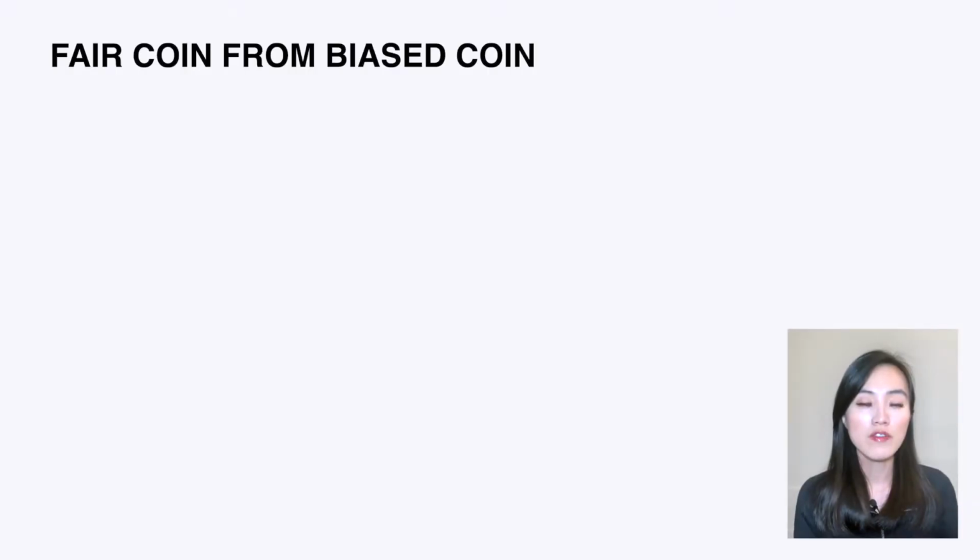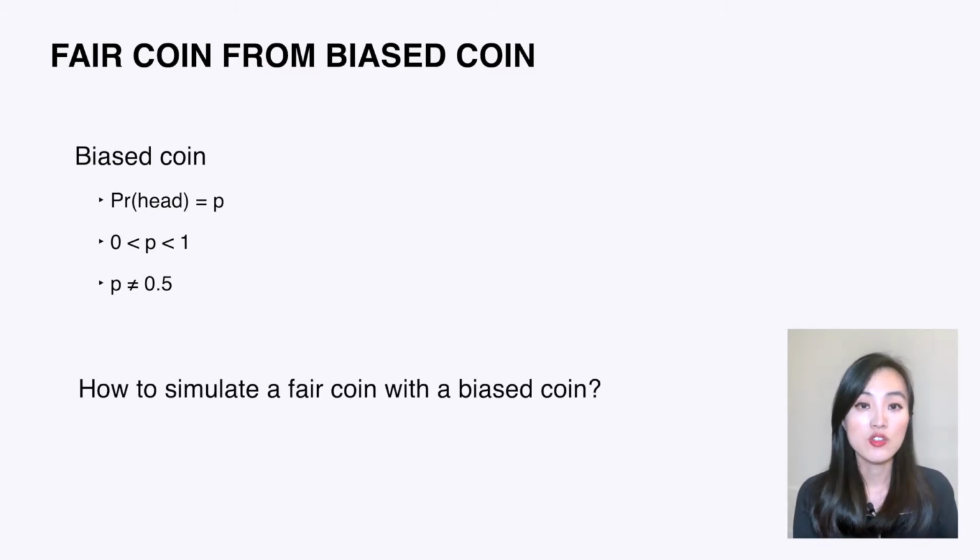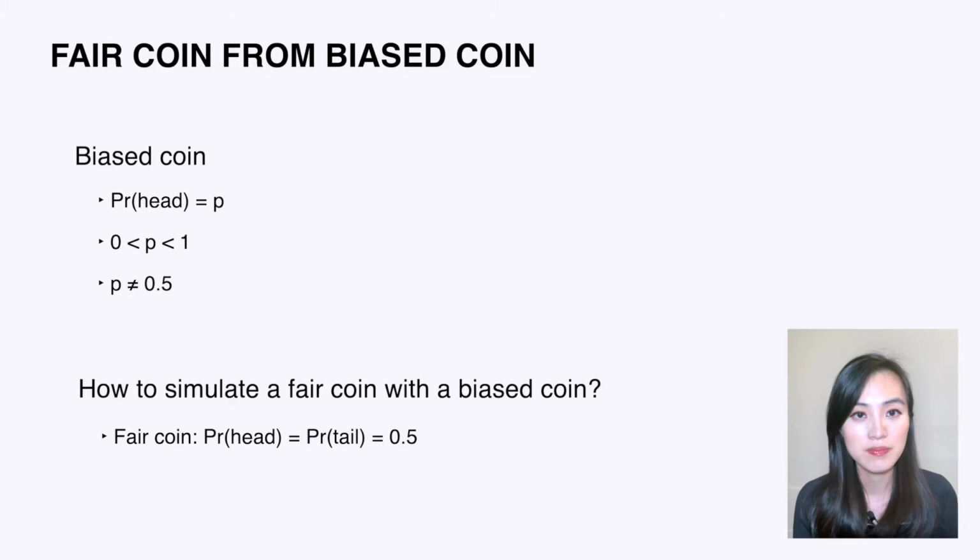A typical version of the problem is you are given a biased coin where the probability of getting a head is p. P is unknown, but we know that it's larger than 0 and less than 1. Sometimes the question makes it clear that it's not 0.5. How do you design a strategy to simulate a fair coin using that biased coin? A fair coin means the probability of getting a head is the same as that of getting a tail, and both of them are 50%.